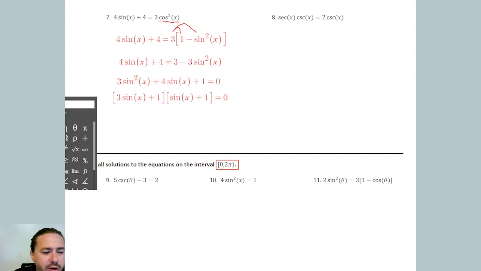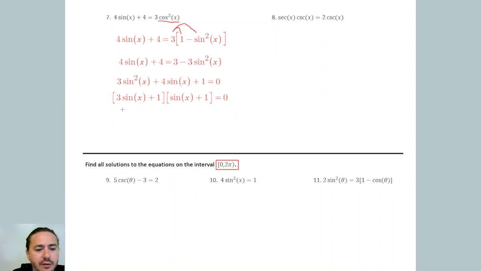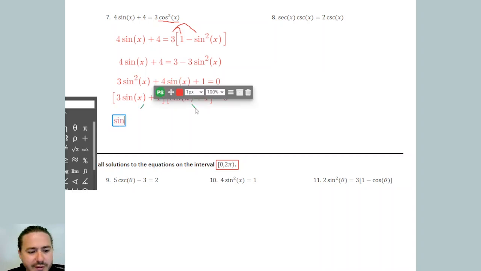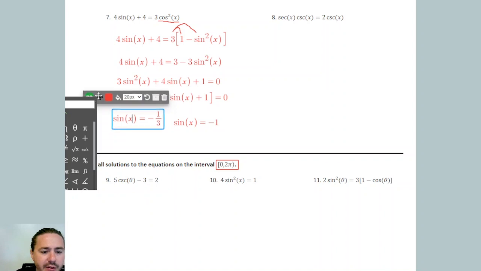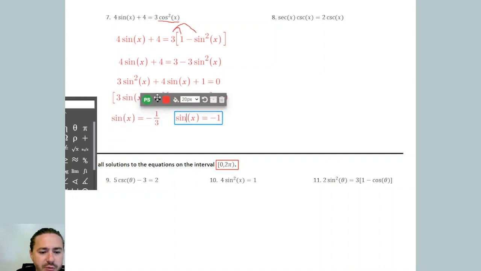Okay, so now we're going to set each of these factors equal to 0 using the zero product property. So I'm going to get sine of x equals negative 1/3. And sine of x equals negative 1. Now for this first one, negative 1/3 is not going to be something that's on the unit circle. So we'll need to use a calculator to evaluate that.